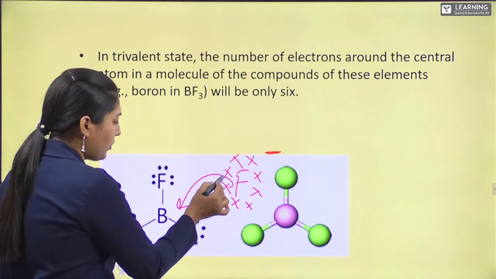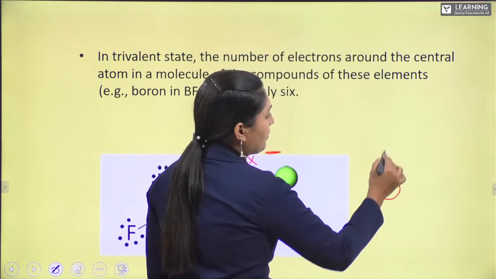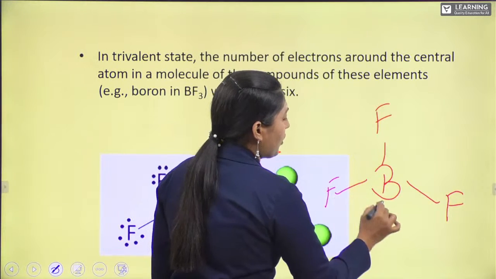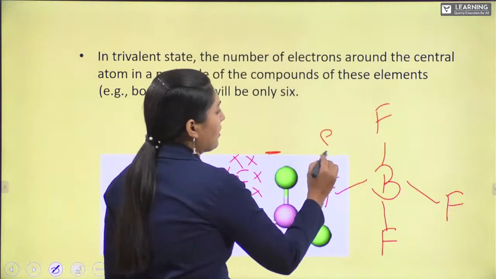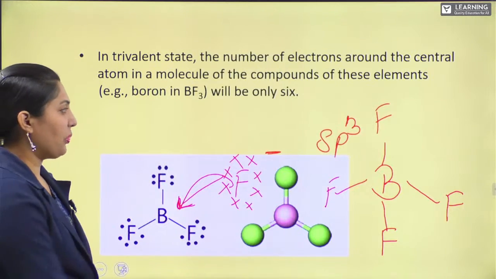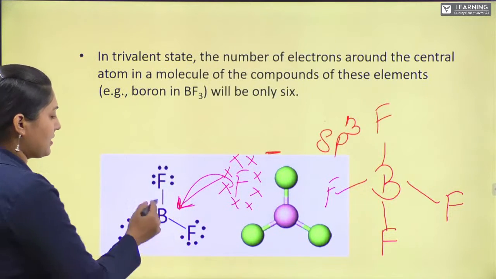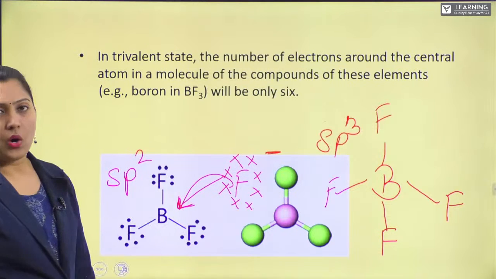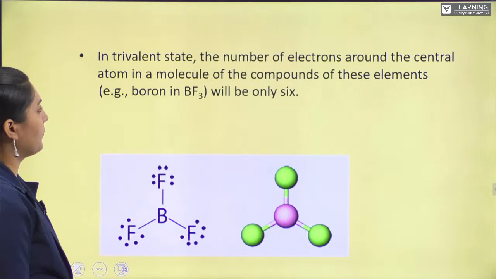So what happens? This fluorine will come and attract this boron such that we get boron tetrafluoride forming a tetrahedral structure. And here the hybridization is sp3. So 3 plus 1, 4. So you will be having the 4 hybrid orbitals. Whereas here you have 2 plus 1 is 3 hybrid orbitals. So hope you understand this, students.